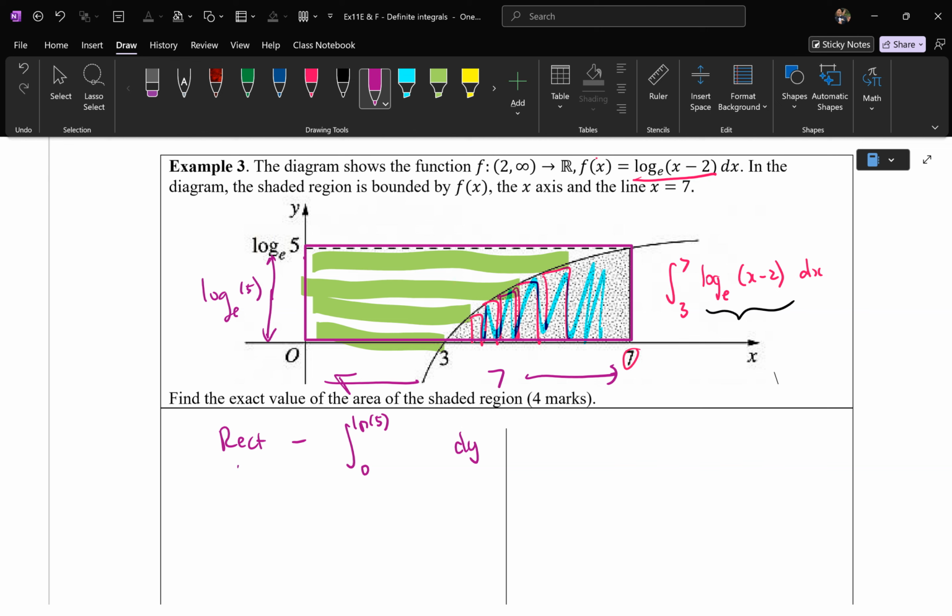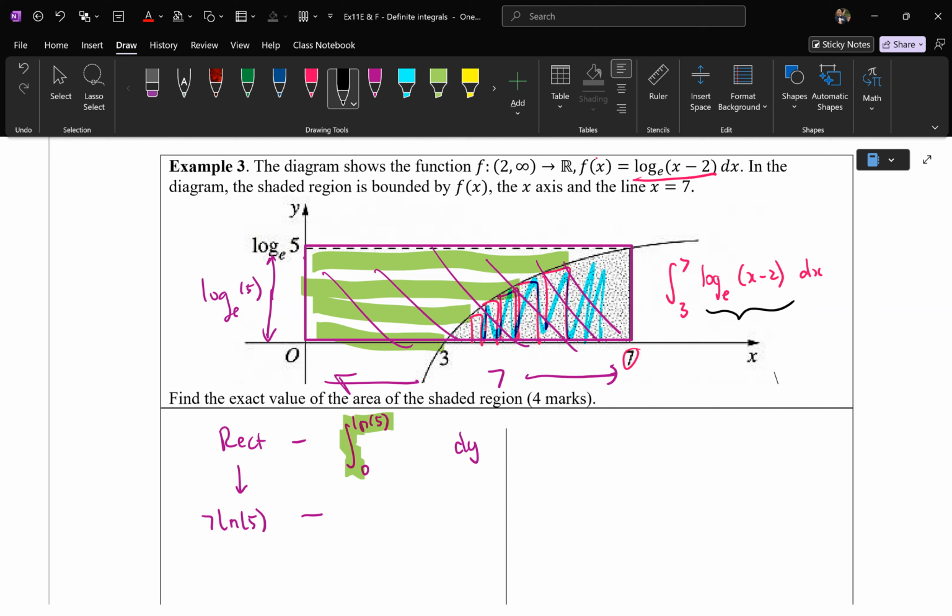So the rectangle, we can see this will give me 7 times log, or ln of 5. That'll be the area of the rectangle, minus the area of the green region, which is what I'm showing here, integration. What we're missing is what's the function. So I'm just going to rearrange it for you, and then I want you to work out what the answer would work out to be.